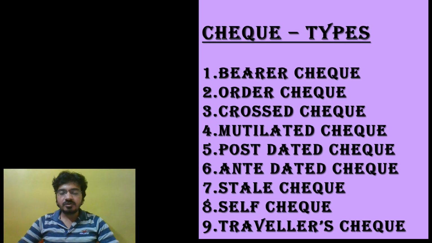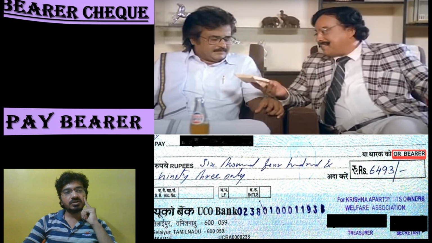Everyone, last video we saw what a check is and what the Negotiable Instruments Act is. Today we are going to see what the types of checks are. So far we have enlisted 9 types of checks and we are going to see them one by one in detail. Okay. So the first one is the bearer check.